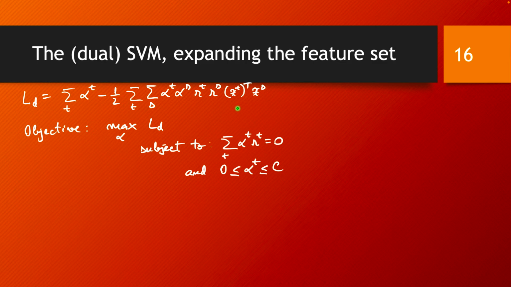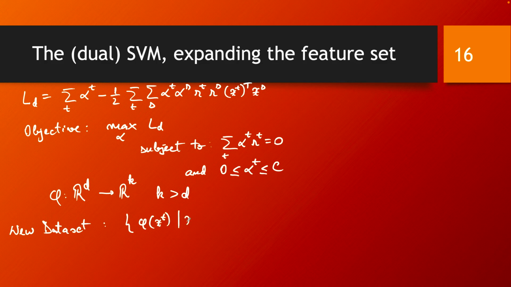Our idea is that we would like to enrich our feature set and add extra features that are combinations of some sort of the original ones, so that in this way we get a more sophisticated separation between our data points, not just the linear one that's typically offered by the standard support vector machines. So we are looking for a mapping phi defined on R^d, where d was the dimension of our data set, taking values in R^k, where k is larger than d. The idea is that you go from d features to many more features than that. And the new data set that we are working with is going to be the set phi(x_t) for all x_t in X.